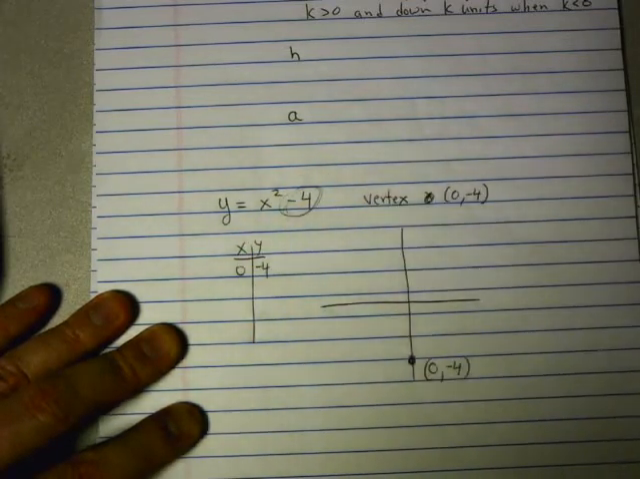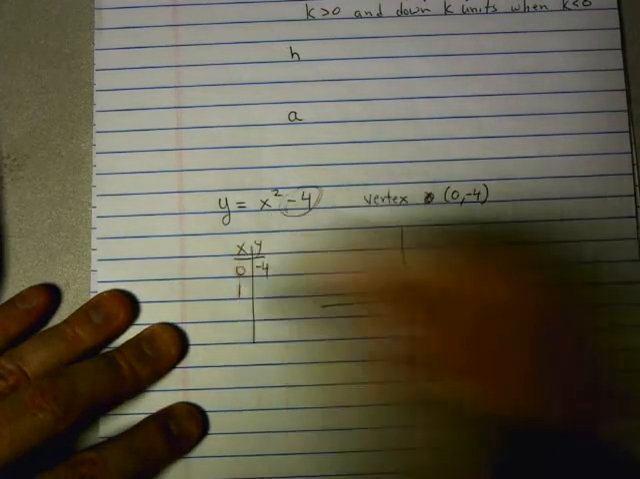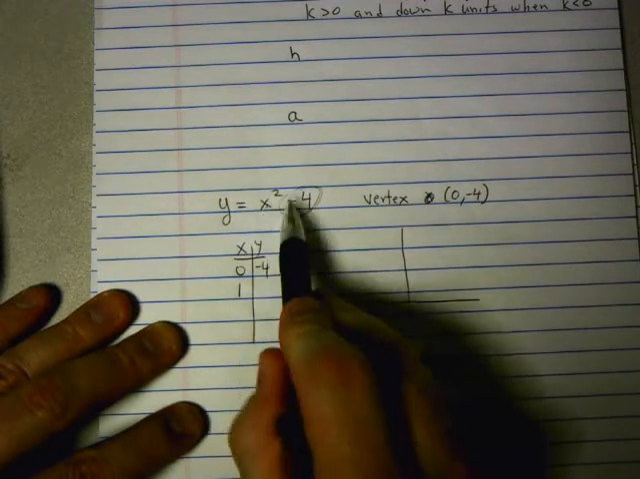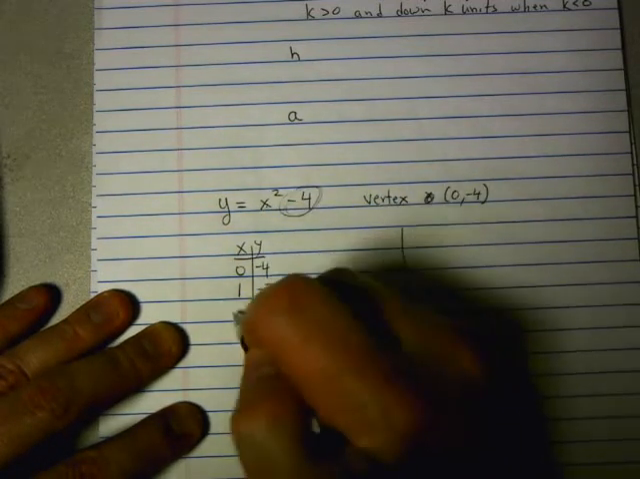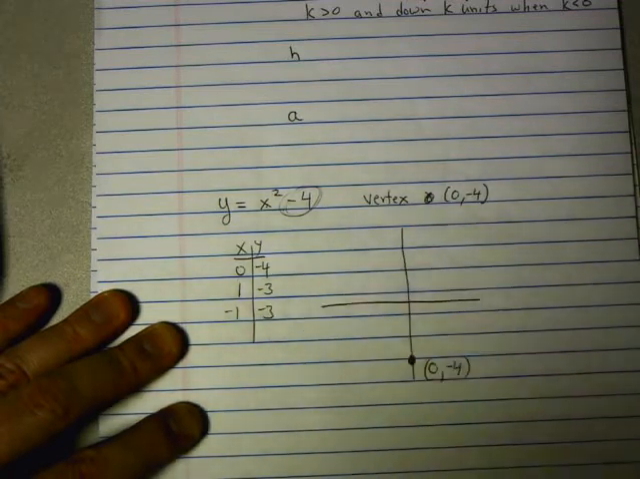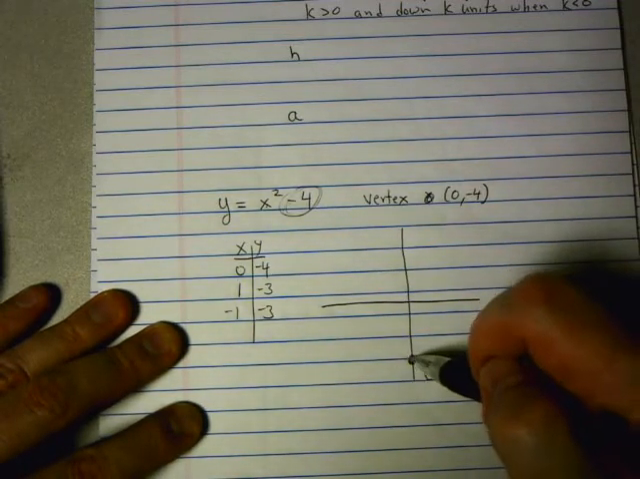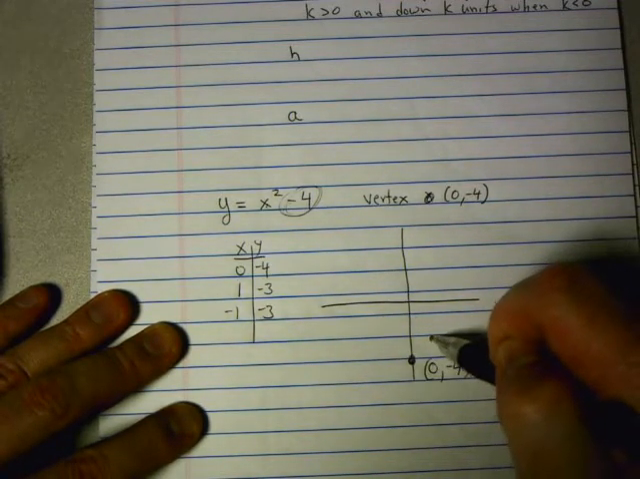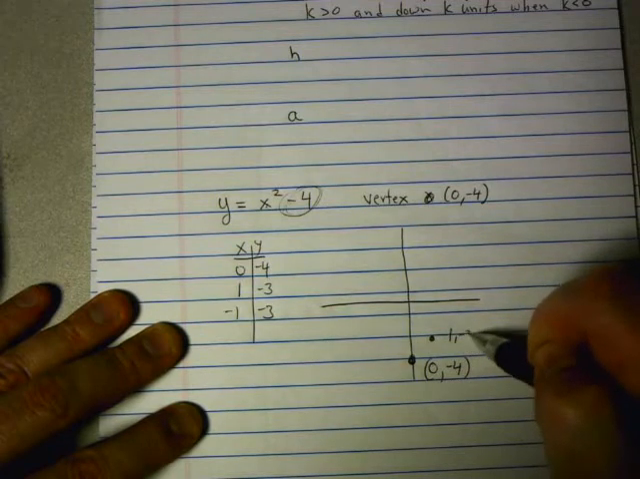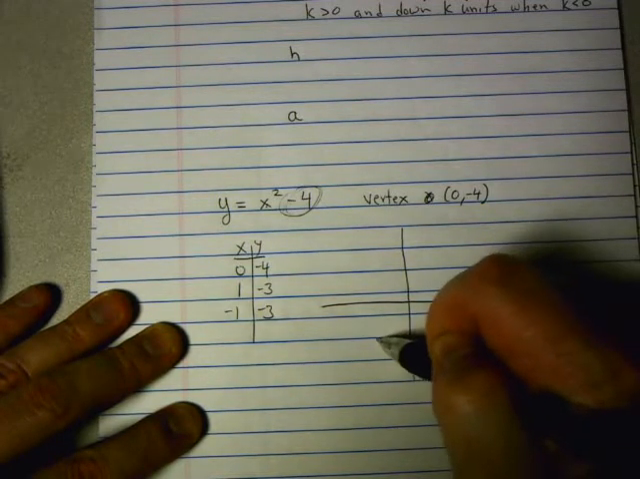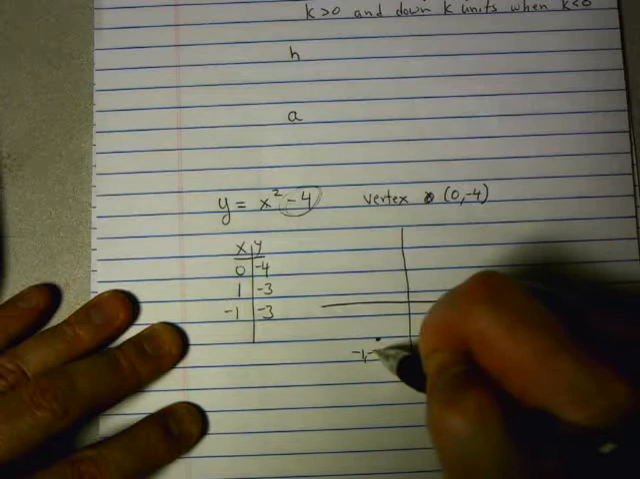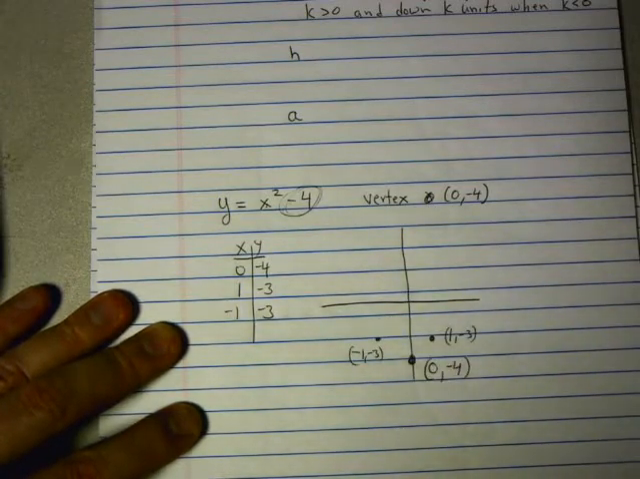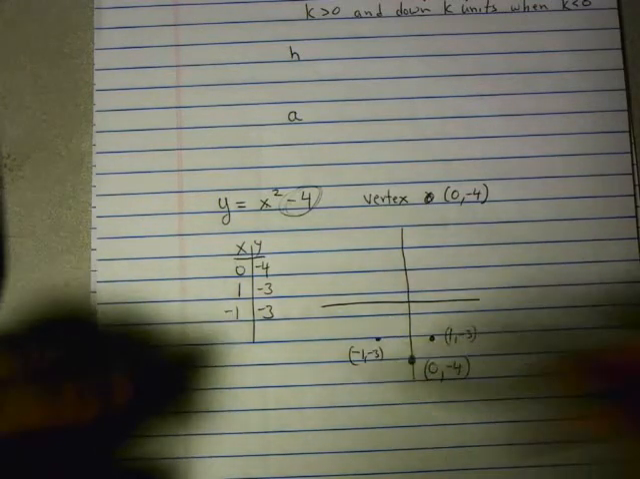And now I'm going to build my table. If I pick 1, plug in 1, I get 1 minus 4, that's -3. When I plug in -1, I should get exactly the same answer. If I go 1 space to the right of my vertex and 1 space to the left of my vertex, you get exactly the same y value. And that's that property that we saw before.